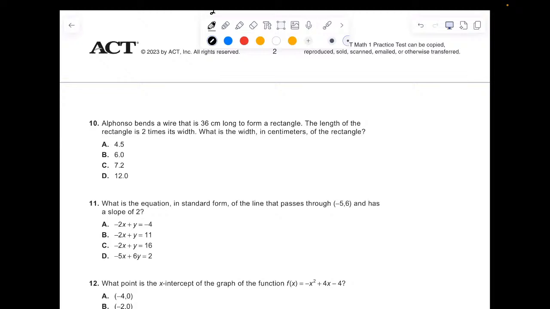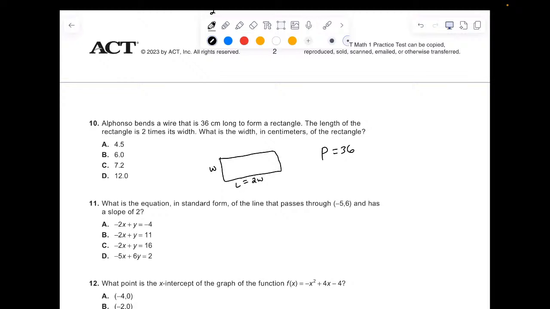Alfonso bends a wire that's 36 centimeters long to form a rectangle. The length of the rectangle is 2 times the width. What is the width in centimeters? Okay. So we have some rectangle. We know that the perimeter is equal to 36. The length is 2 times the width. What is the width in centimeters?